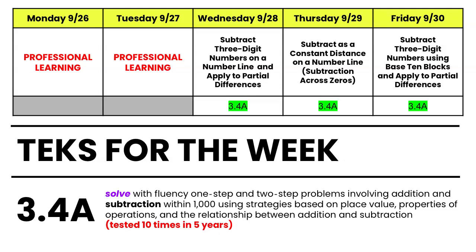As we look at an overview of the week, you'll see that we begin teaching on Wednesday subtracting 3-digit numbers on a number line and applying that to partial differences. This is an extension of what you did the previous Friday when you had students subtracting on a number line with 2-digit numbers. Then on Thursday and Friday, we will go into 2 other strategies that you can teach students to help them understand the concept of subtraction. We want to do this in order that when we get to the standard algorithm, that algorithm begins to make sense because students have seen a conceptual way to understand that standard algorithm.